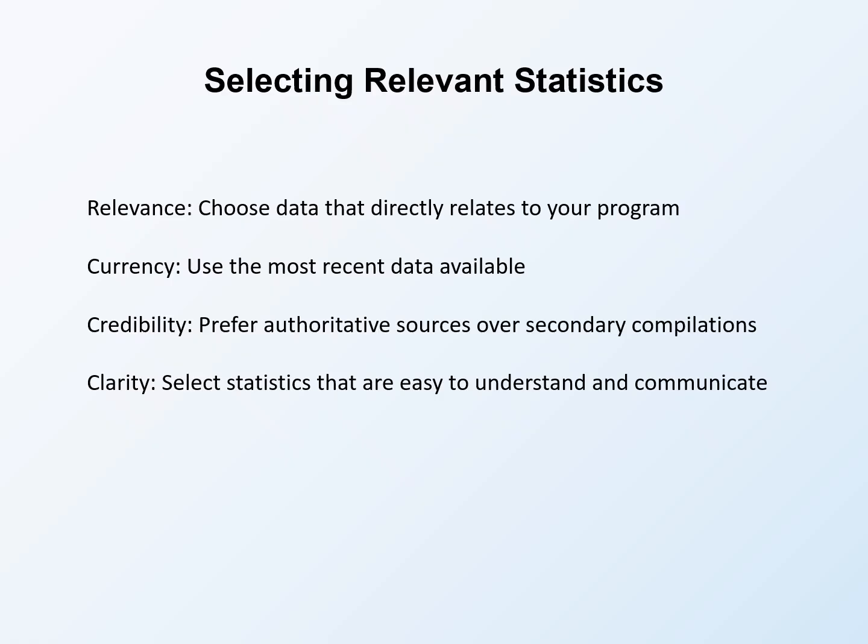Clarity means selecting statistics that are easy to understand and communicate. A simple, clear statistic often has more impact than a complex one. "1 in 5 children live in poverty" is more powerful than "20.1% of persons under 18 years of age have family incomes below the federal poverty threshold."